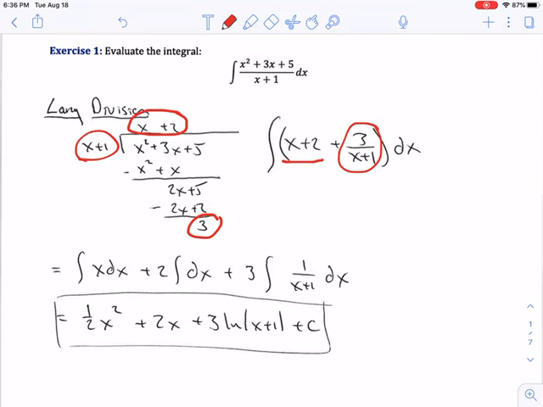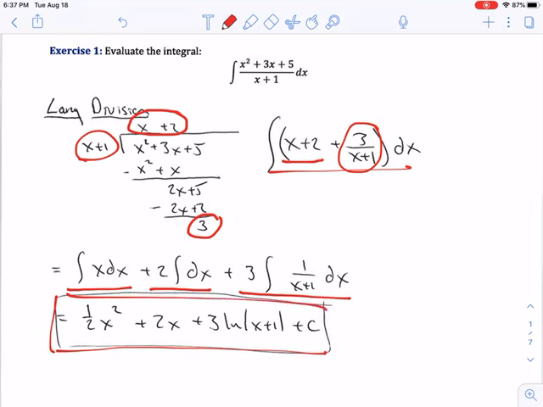And that is what we're shooting for, because we can integrate each of those terms now. Breaking this up into its own integrals, we have the integral of x dx plus 2 times the integral of just 1 dx plus 3 times the integral of 1 over x plus 1 dx. We can integrate each one of those with known integration rules, and we get our final answer. So this is basically to demonstrate polynomial long division whenever the degree of the numerator is greater than or equal to the degree of the denominator.